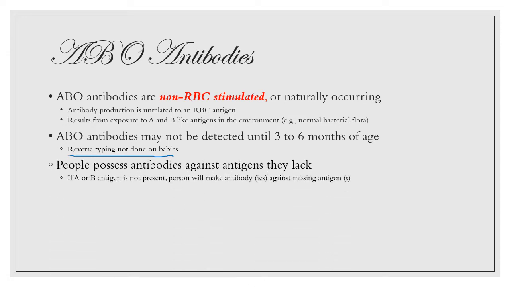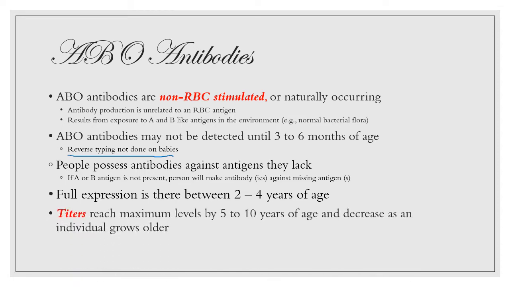People possess antibodies against antigens they lack. If A or B antigen is not present, the person will make antibodies against the missing antigen. That's what I told you. Full expression of the antibody occurs between 2 and 4 years of age. I've seen some paperwork or some books or some literature that says around 5 years of age. So it just depends on what you're reading. But if you are taking a test, choose the one that's closest to 2 to 4 years of age, and you can't go wrong.